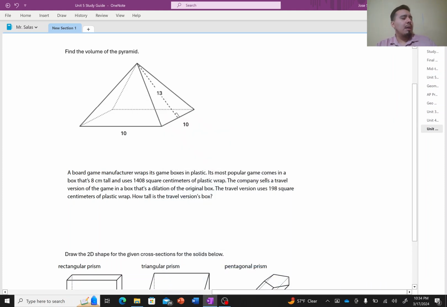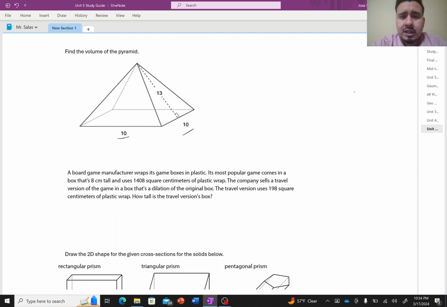We're going to be looking at problem number 3 on the study guide. Number 3 says find the volume of the pyramid. So this pyramid gave a lot of you a lot of hard time. So let's go ahead and get started. First of all, they tell us that the length is 10. The width is 10. What is the height of this pyramid? A lot of you told me that the height was 13. I'm going to tell you that that is wrong.